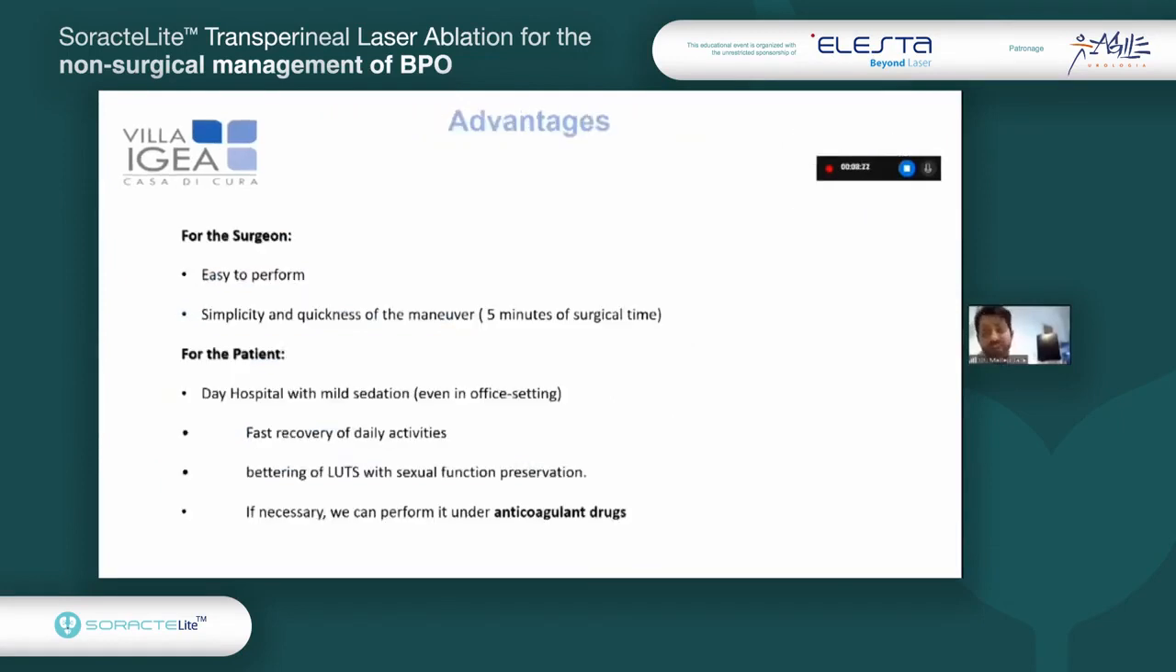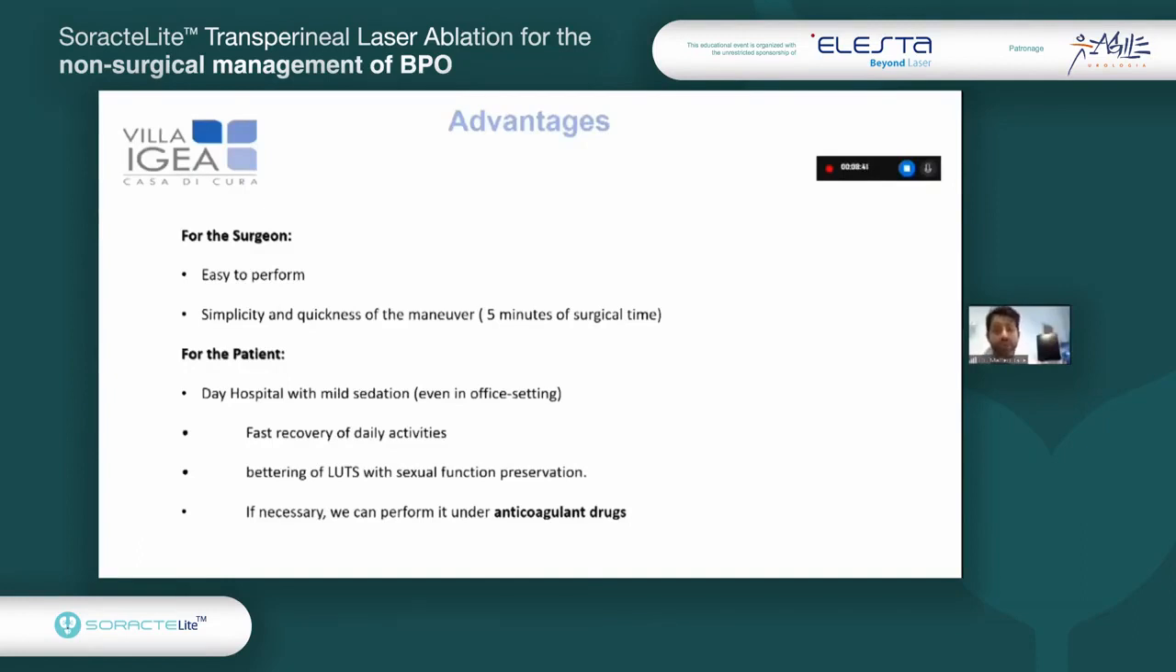So what are the advantages for the surgeon? It's easy to perform, especially if you come from complexity like HOLEP and other techniques. It's easy to perform, it's fast, and it's the quickness of the maneuver. So 5 minutes, that's the mean, more or less.